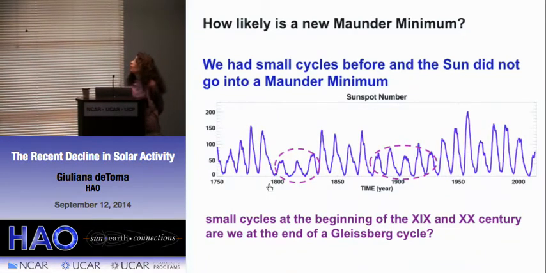If we look at the historical record, we find that we had small cycles before, and the sun didn't go into a Maunder minimum. This is the sunspot number going back in time. And you see there were periods of low activity at the beginning of the 1800s and 1900s. And it seems we are now going into another period of low activity.